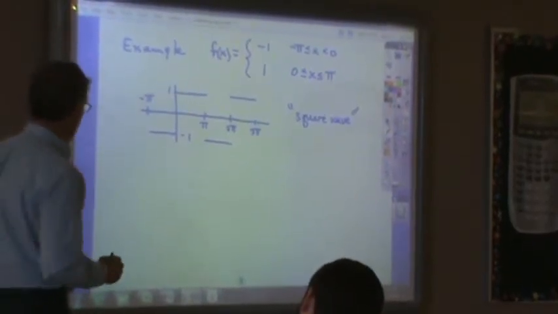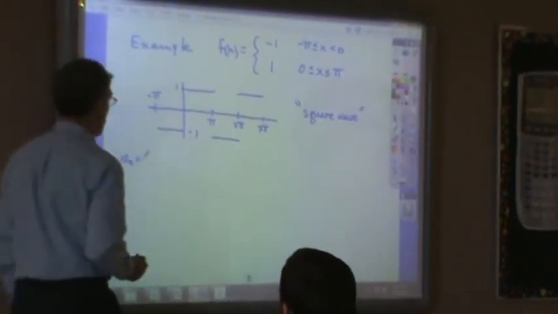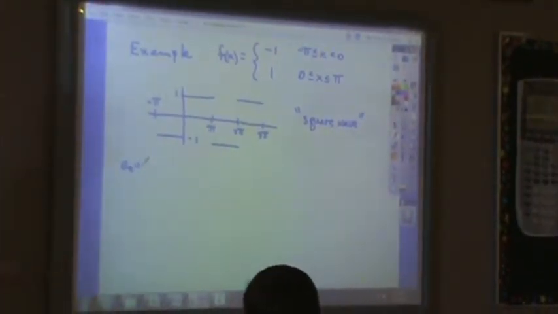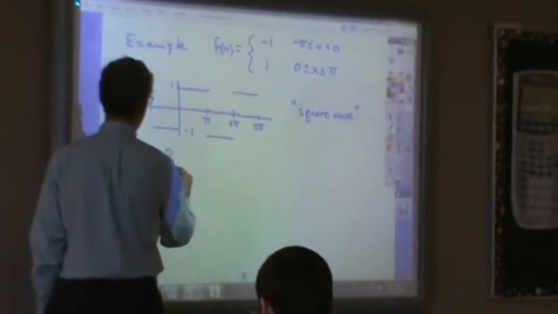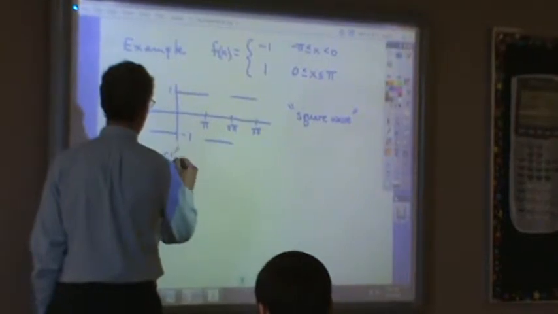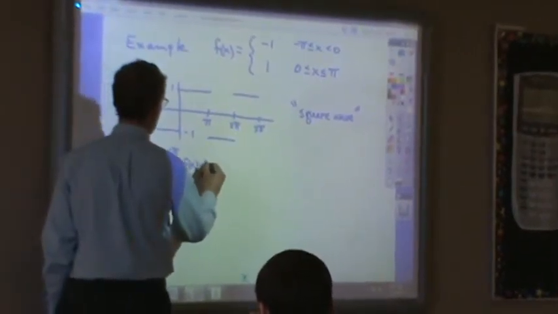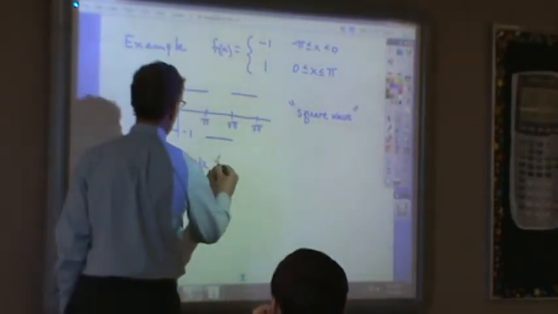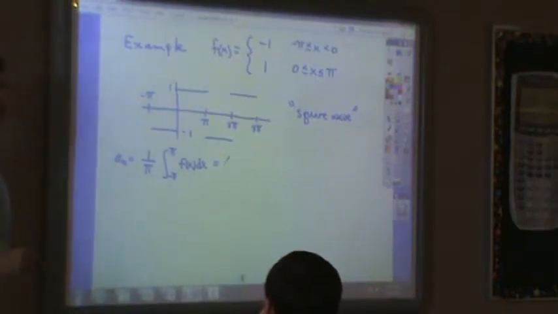So, off we go. We're going to find A0. A0 has a recipe. The recipe is 1 over pi, integral minus pi to pi of f of x dx. Can you do it in your head? There's the function f. It is 0, and why do you think so?